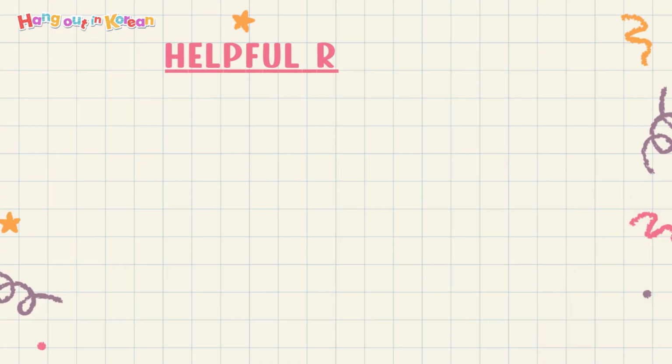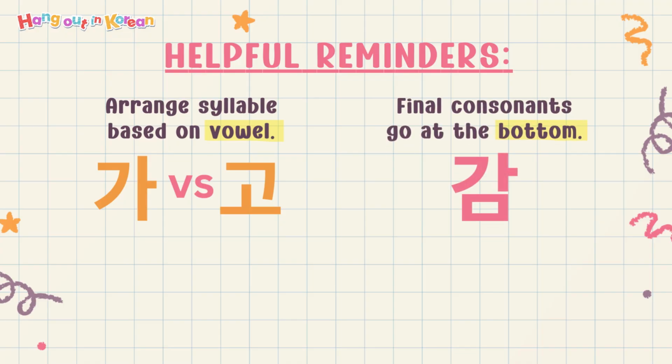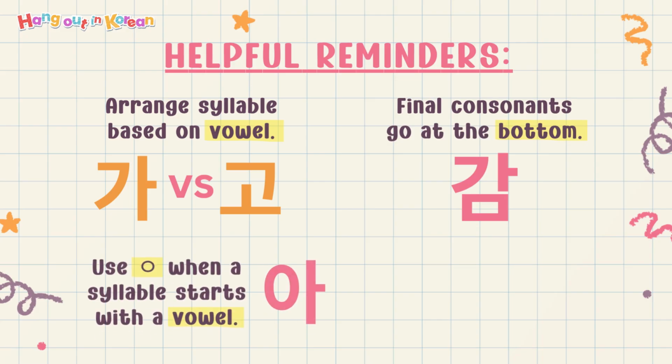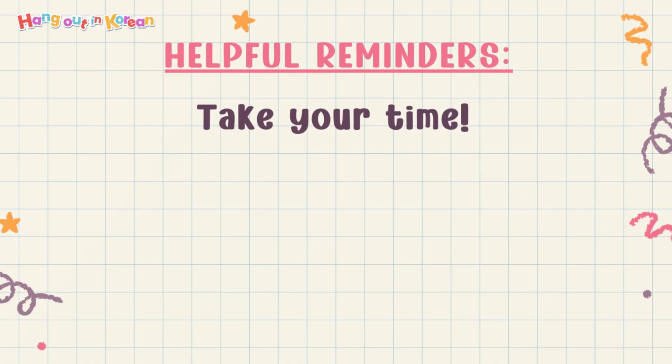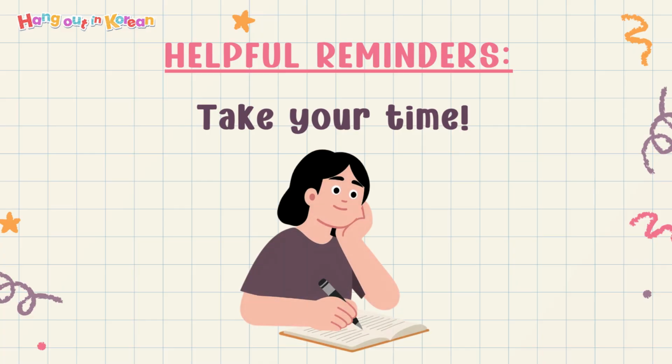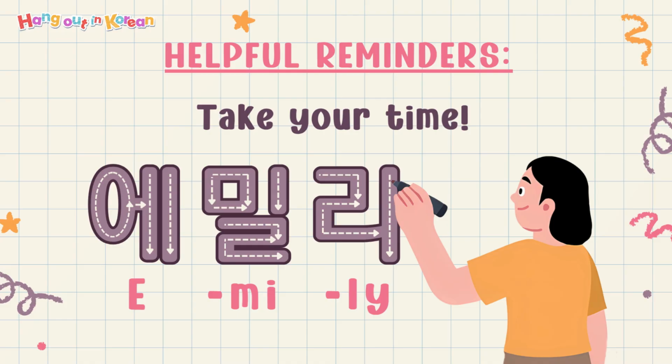As you write, keep a few things in mind. Arrange each syllable based on the vowel. Final consonants go at the bottom. Use ieung when a syllable starts with a vowel. Common patterns: V for pieup, F for pieup, TH for often, tieut. Take your time. If your name feels difficult at first, that's completely normal. Once you can write your name, you're already using Korean in a real and personal way.